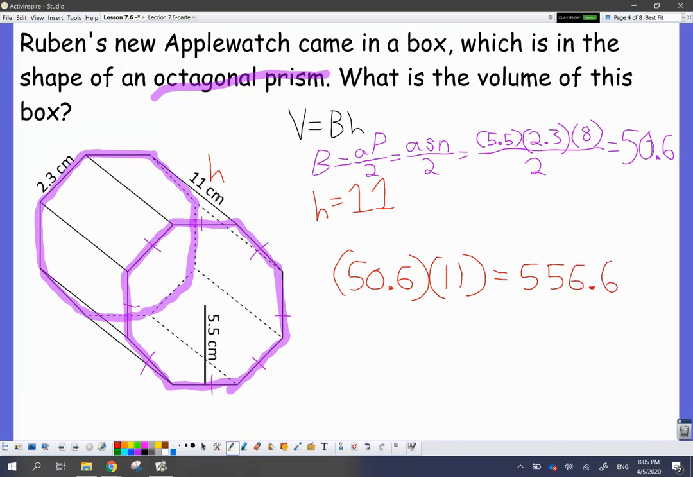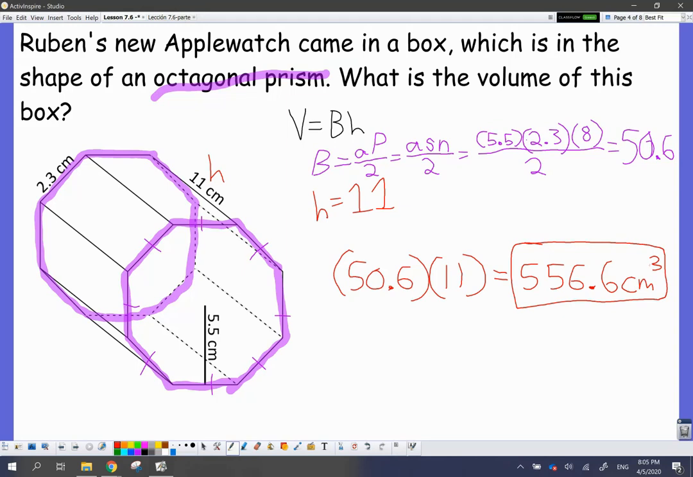Our units here are centimeters. So for volume, we're going to use centimeters cubed. When we talk about volume, our units are cubed. So you're going to look at what units we're using here, and we put a 3 on the top to represent that they're to the power of 3. In other words, they are cubed.